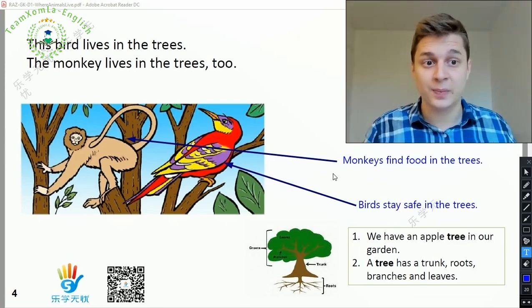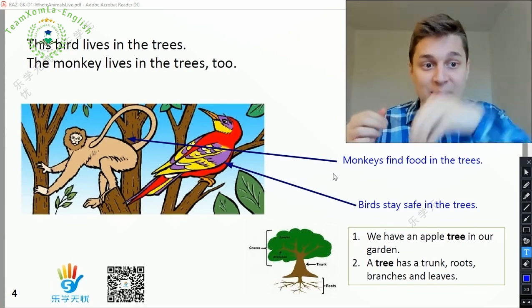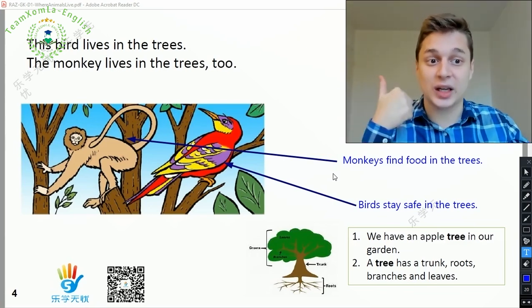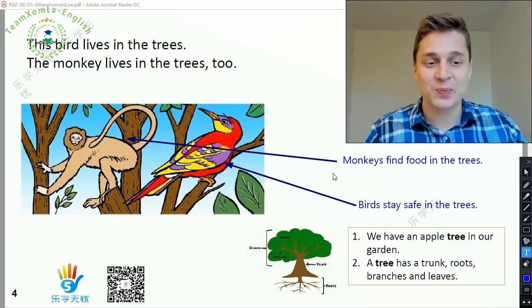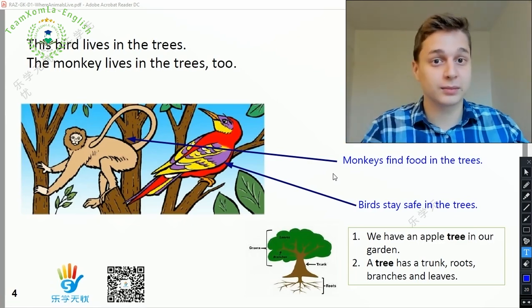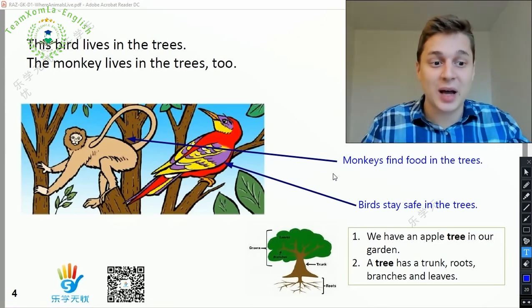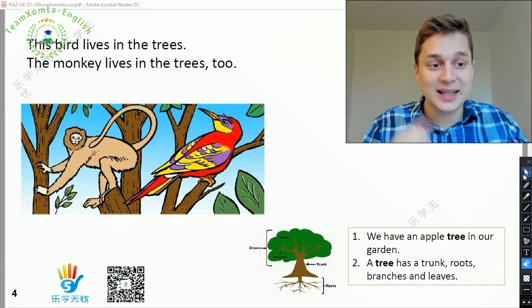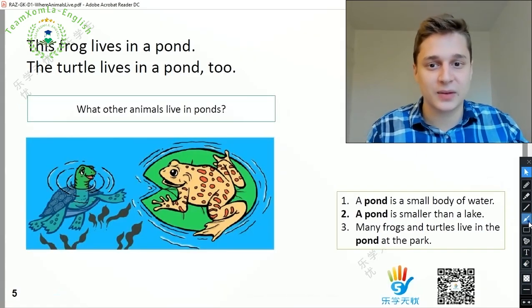Every animal has their own reason why they are in some place. They're looking for chow, for food. They're also looking for water. And they're looking for safety. They want to stay safe from other animals. So let's see why these animals live where they live.